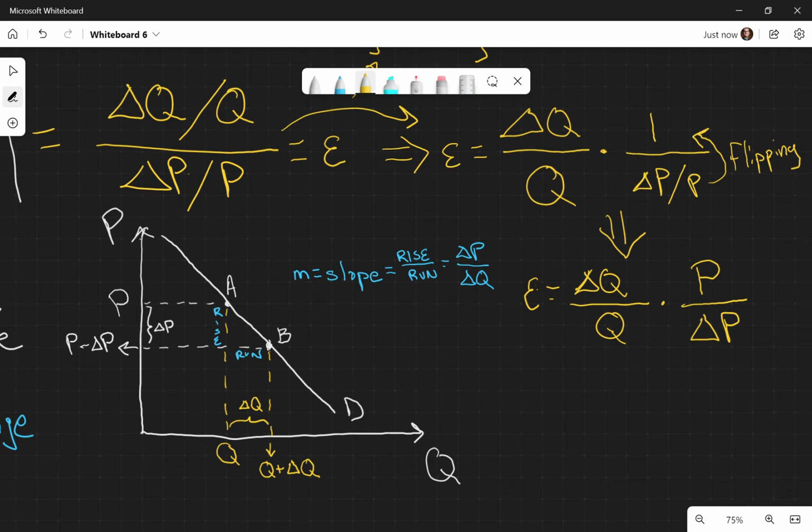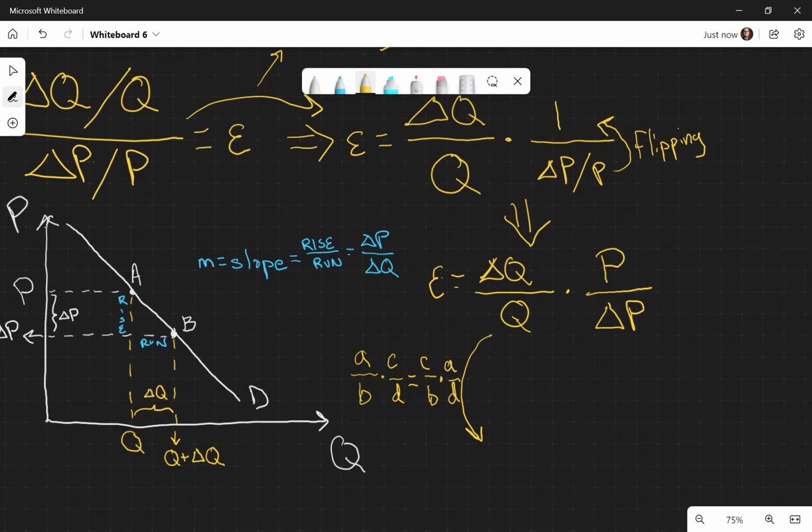So now we're going to use this other mathematical thing which says that if A over B times C over D, that's equivalent to C over B times A over D. That is equal to delta Q times P over Q times delta P. So anytime you're just multiplying the numerators and multiplying the denominators together, and then you can re-separate them in a different order. So that's what we're doing here. We're using that to switch the delta Q and the P.